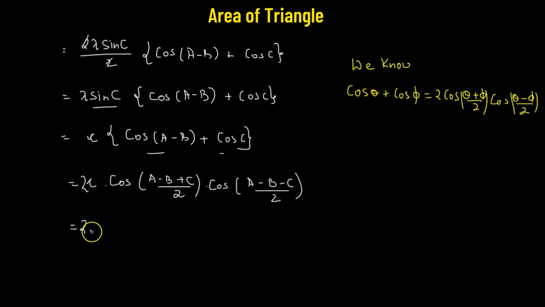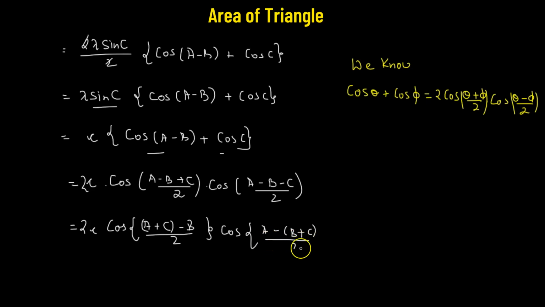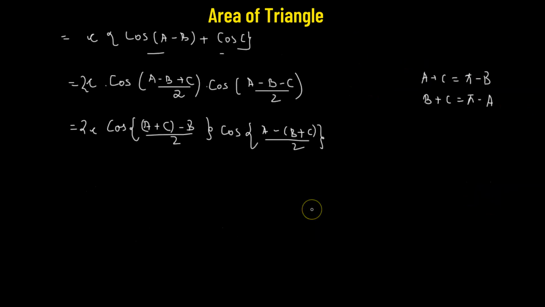Fine. Now we'll have to manipulate the cosine values. So we have cosine of (A plus C) minus B, divided by 2. And the second cosine can also be represented as A minus (B plus C), all divided by 2. Why are we writing it in this fashion? Because we know that the sum of the interior angles is 180 degrees, so A plus C can be replaced with pi minus B, and B plus C can be replaced with pi minus A. So let's substitute this back into our expression.